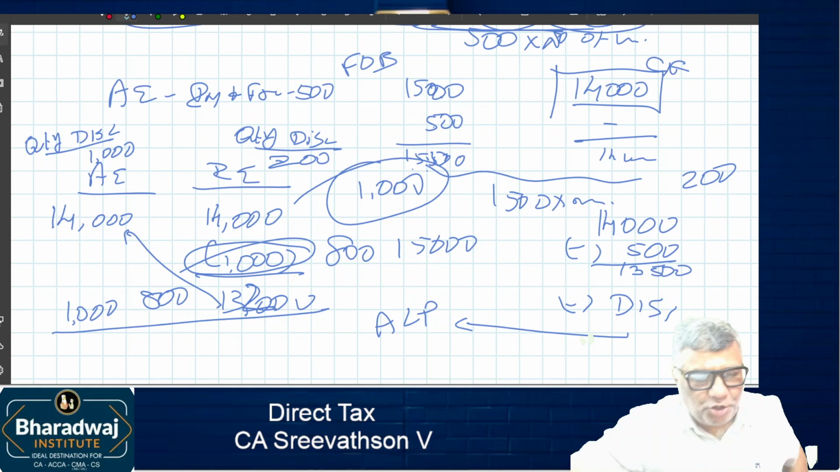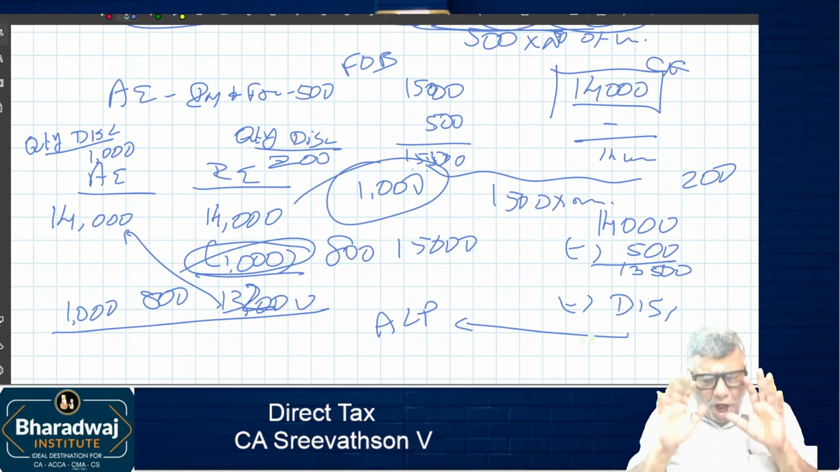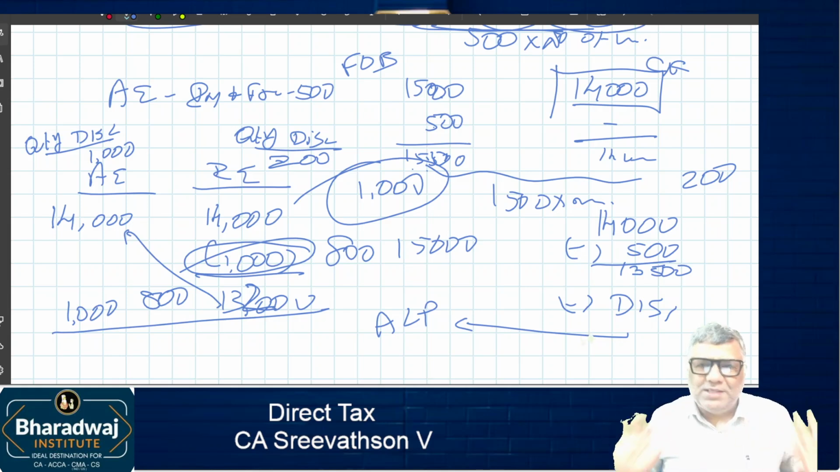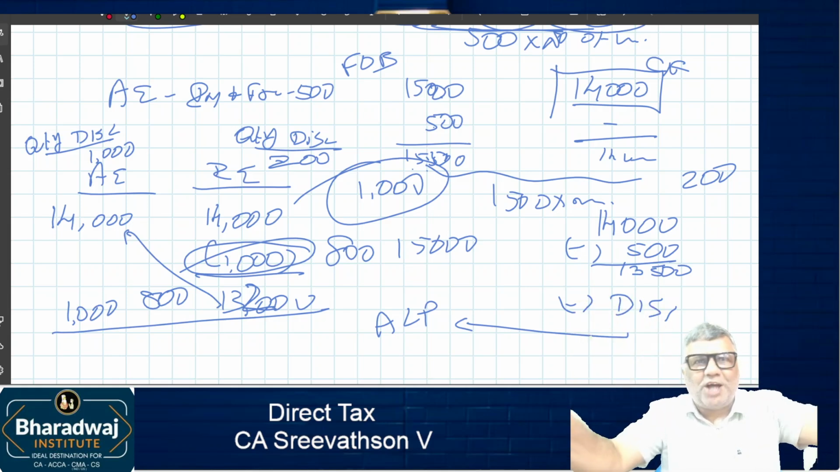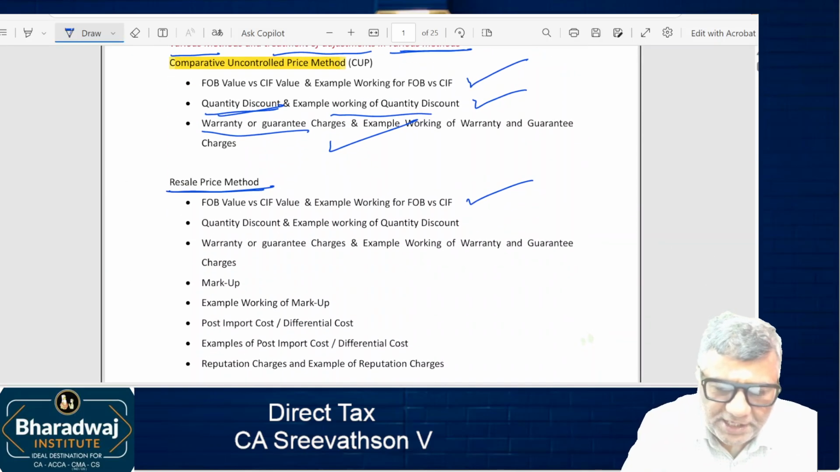Whoever asked me the doubt, are you clear with this? Yes, sir. Okay, logic. But don't even look at it from an accountancy or income tax perspective. First, logic into number of units is what matters for your tax purposes. So, quantity discount.